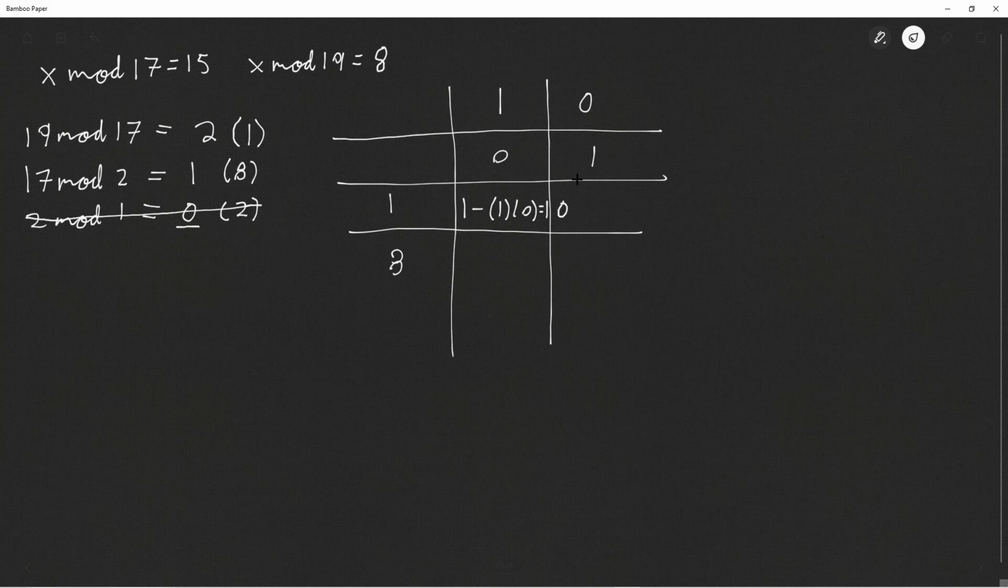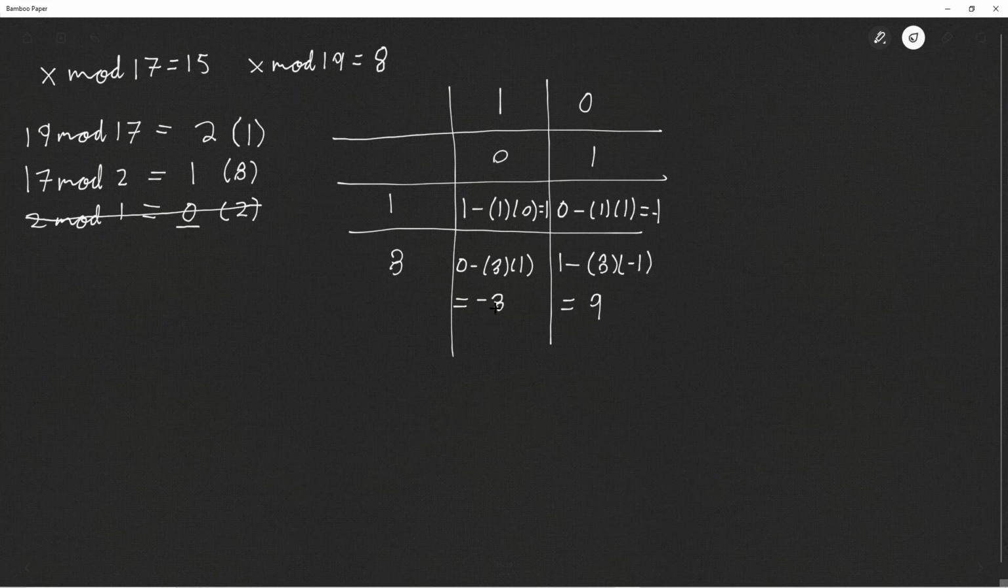And again, this will be 2 boxes up, which is 0, minus 1 and 1, which will just be negative 1. And now this will be 0 minus the box beside it and above it, which is 8 multiplied by 1, which will give us negative 8. And here we'll get 1 minus 8 multiplied by negative 1, which will be 1 plus 8, which will be 9.